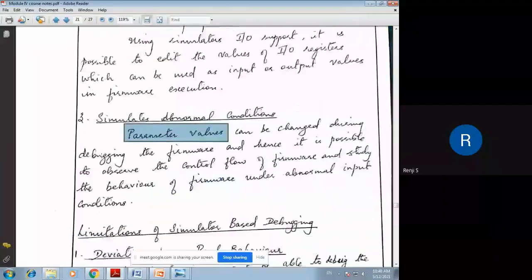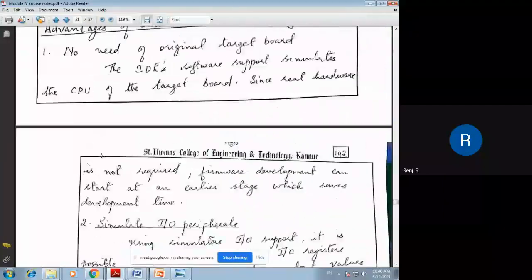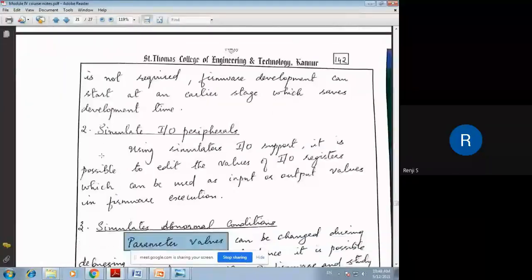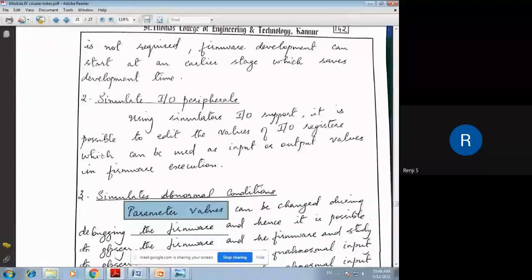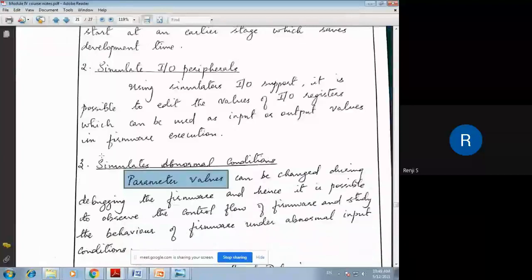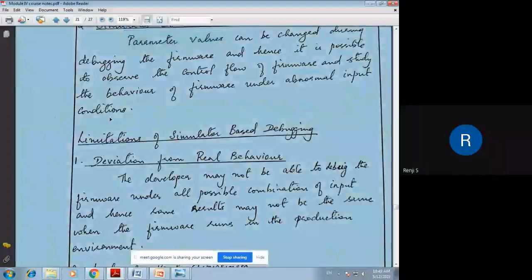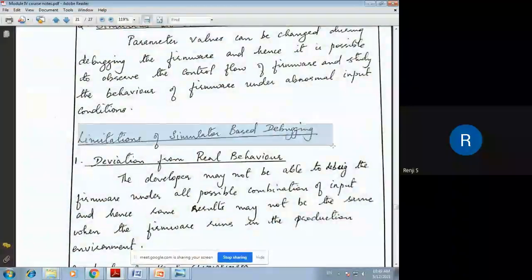The main three advantages: there is no need of the original target board. It can simulate I/O peripherals, that is, you don't need the actual input and output devices. Then it can simulate abnormal conditions, and how the system responds to abnormal conditions can be viewed using a simulator tool. Now next we are going to the limitations of simulator-based debugging.